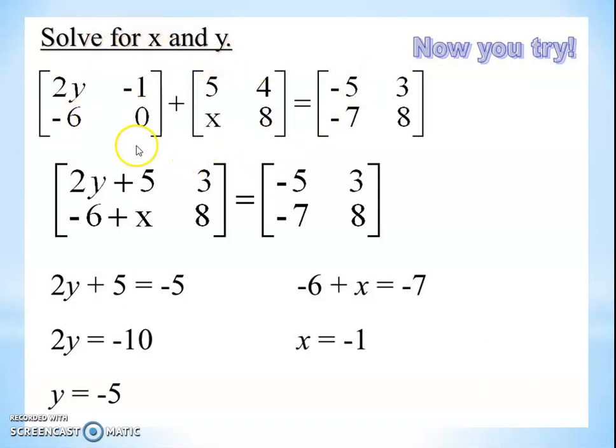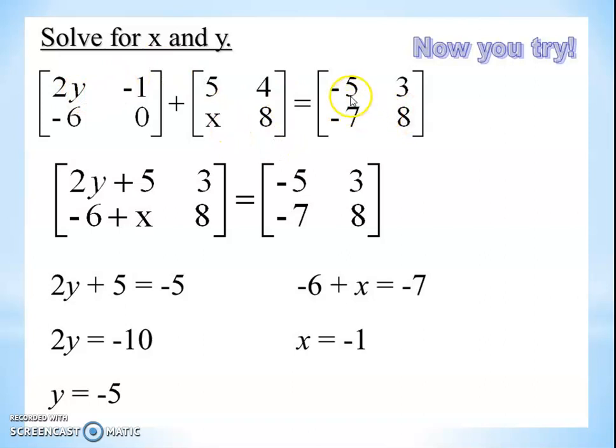First we have to check which sign both the matrices have. Oh yes, it is plus, so we have to take the addition. On the right-hand side, they have given the matrix with the order 2 by 2. Let us check. 2, minus 1 is row number 1; minus 6, 0 is row number 2; 2y, minus 6 is column number 1; minus 1, 0 is column number 2. Plus 5, 4 is row number 1; x, 8 is row number 2; 5, x is column number 1; 4, 8 is column number 2.